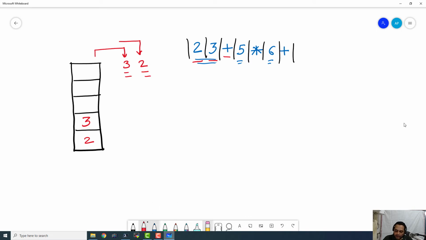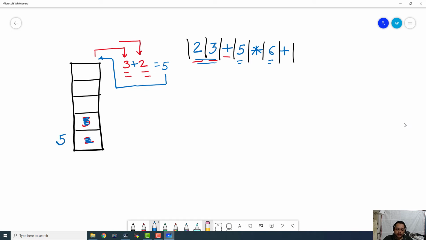So this is the operator. 3 plus 2 equals 5. Now this 3 is gone. This 2 is also gone. Now we have 5. And then whatever may be the evaluated result, just push it back to the stack. Okay. So now we are going to have 5 here.